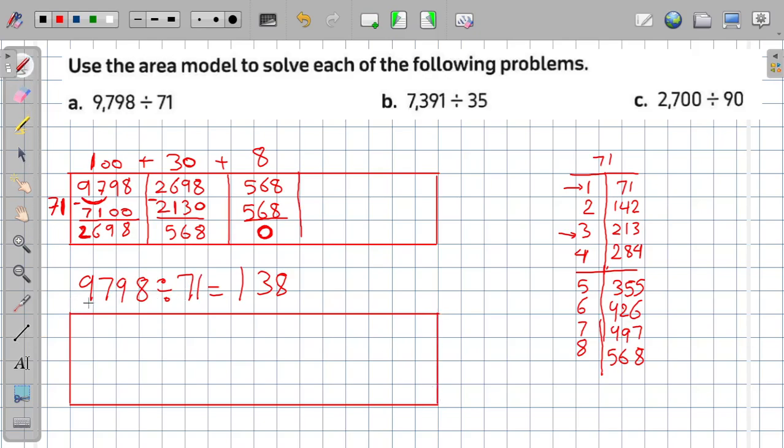If I want to do the operation another way, the first number here is 9,798. The first two digits, 97, so I will take 71, and I will add two zeros here. 71 divided by 71 equals 1, and I have two zeros, so I have 100.